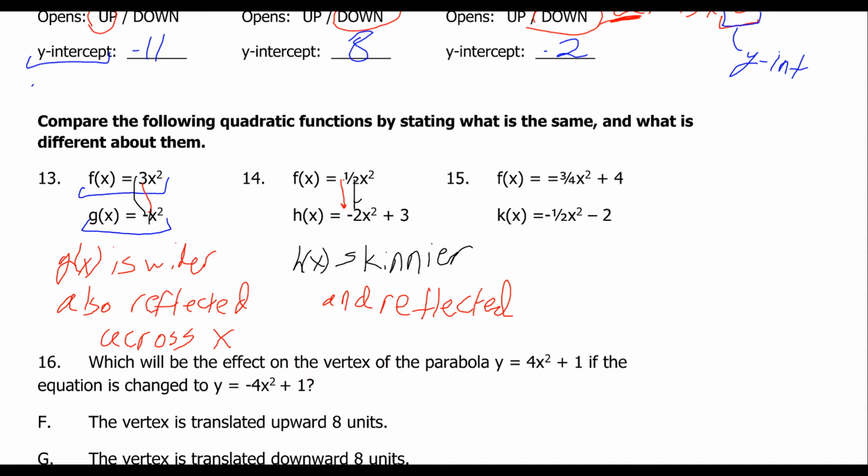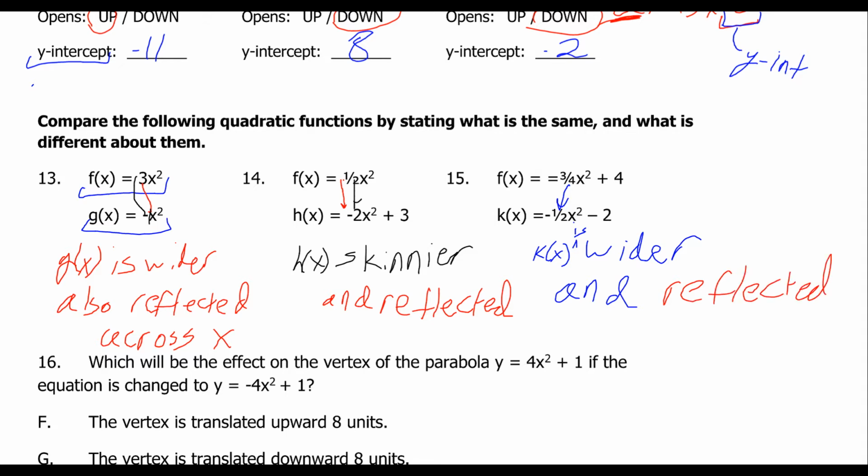Number 15. Now we all know that 1/2 is smaller than 3/4, so therefore it's going to be wider. So we say k of x is wider, and since it went from being positive to being negative, we'd say something along the lines of, and reflected, sorry.